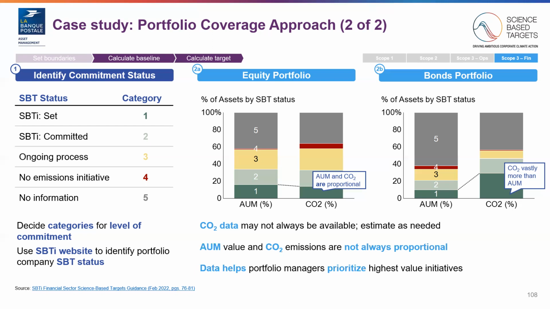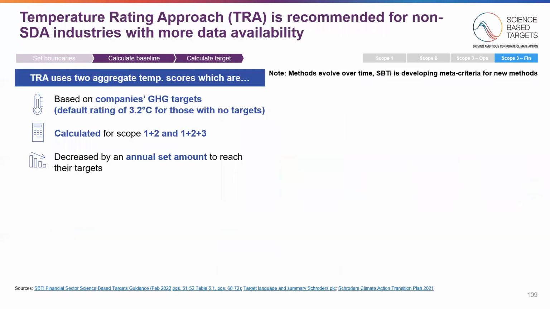Next, we'll move on to the final approach, which is the temperature rating approach. The temperature rating approach is recommended for non-sectoral decarbonization industries with more data availability. Specifically, there are 2 temperature scores that are required for the temperature rating, and they're based on portfolio companies' greenhouse gas targets and ambitions. Those who lack a publicly stated ambition receive a default score of 3.2 degrees Celsius.